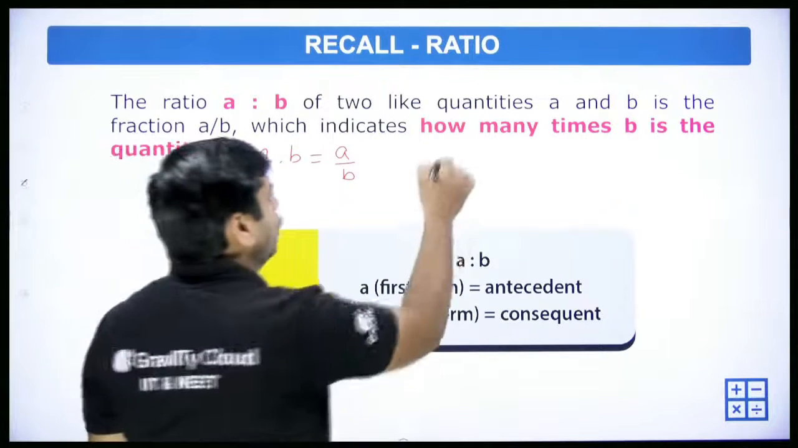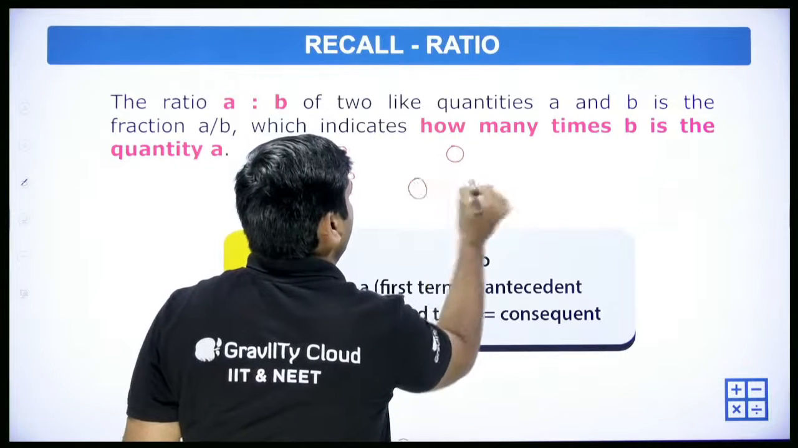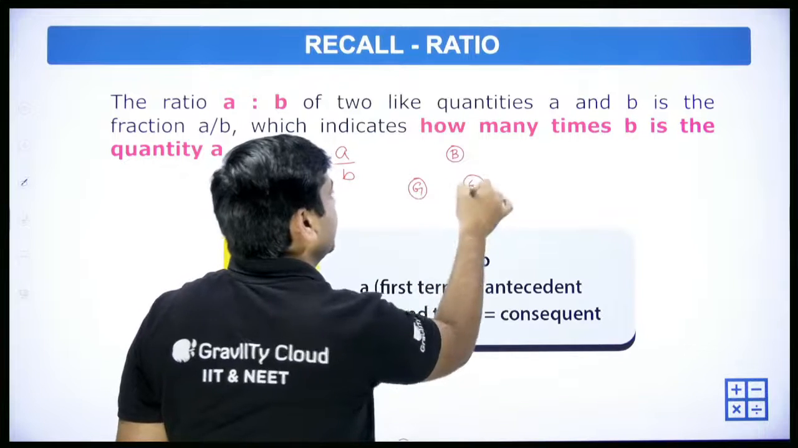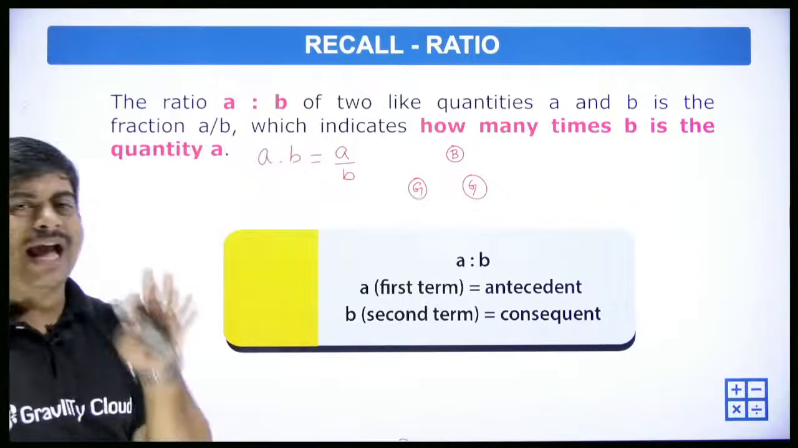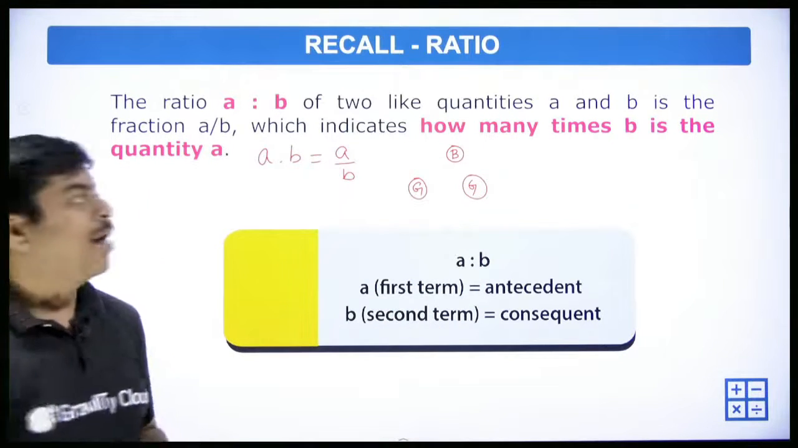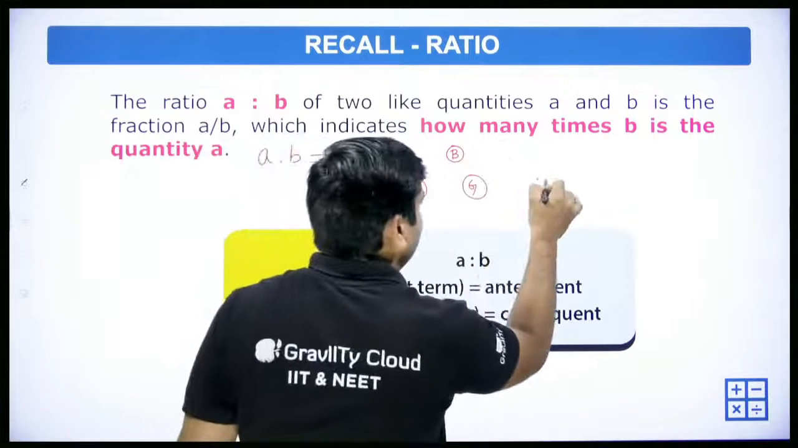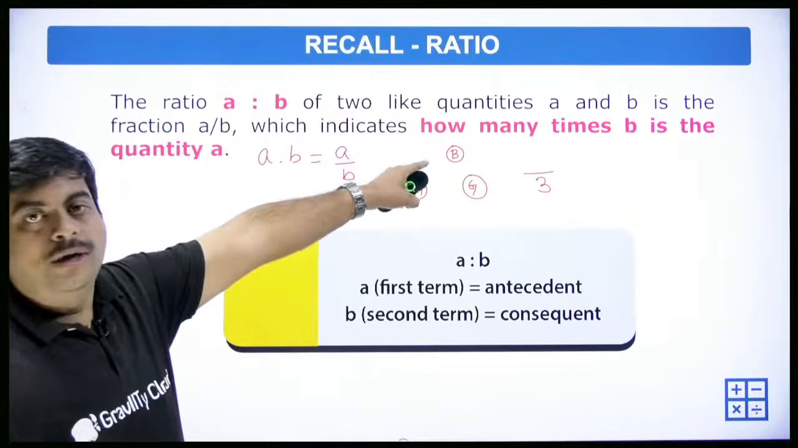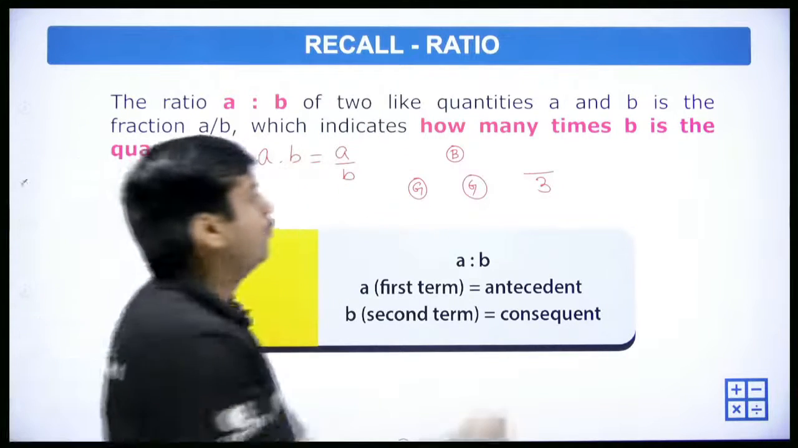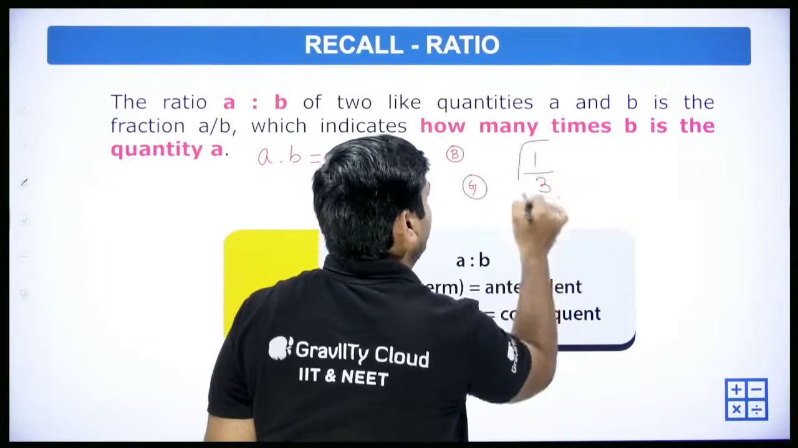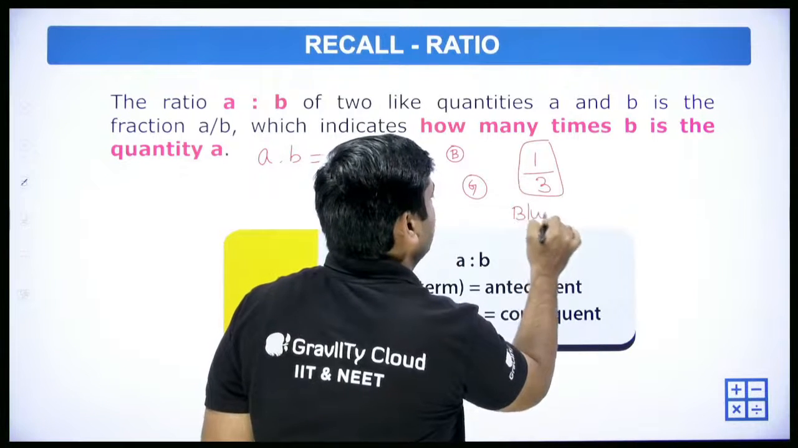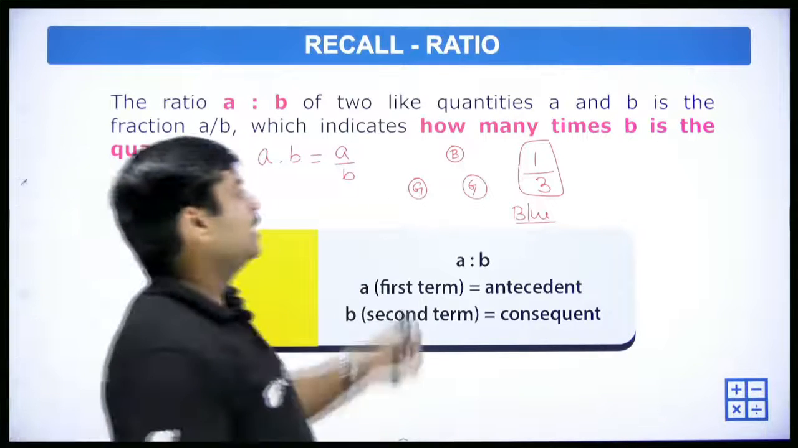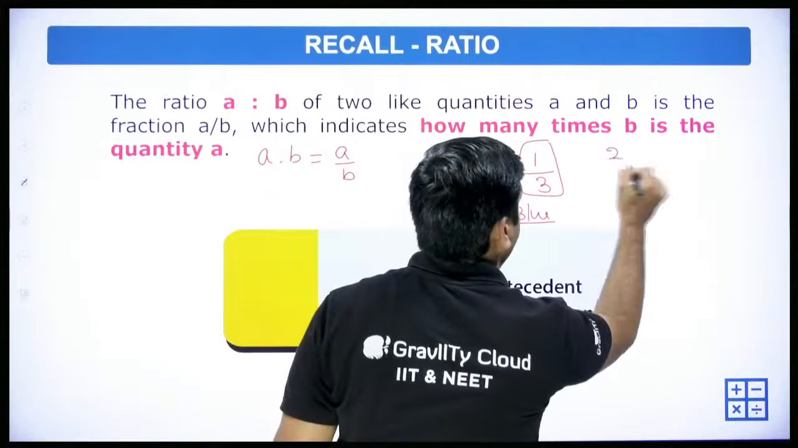For example, let's say we have three balls. Let's say this is a blue ball and these two are green balls. Blue and green. So in total we have three balls, correct? Out of all the three balls, only one ball is blue. So the ratio of blue balls is 1:3, 1 by 3. And the number of green balls is 2 out of the total 3.